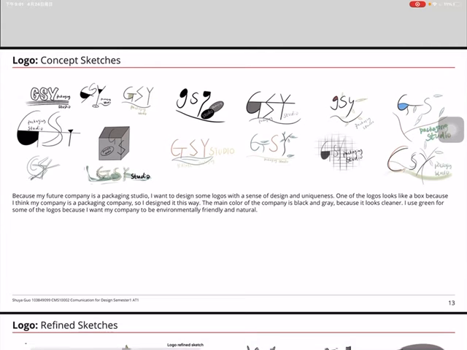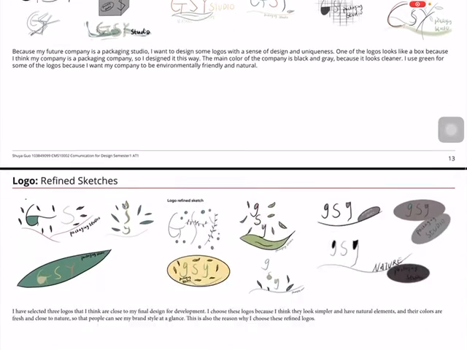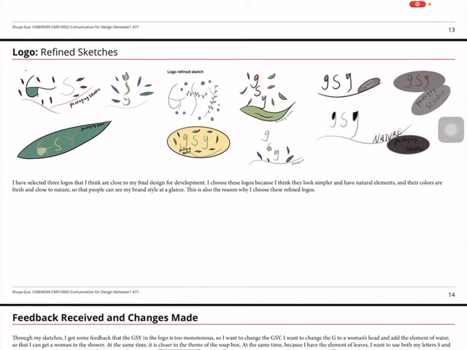Because my future company is a packaging studio, I want to design some logos with a sense of design and uniqueness. One of the logos looks like a box because I think my company is a packaging company, so I designed it in this way. The main colors of the company are black and gray because it looks cleaner. I use green in some of the logos because I want my company to be environmentally friendly and natural.